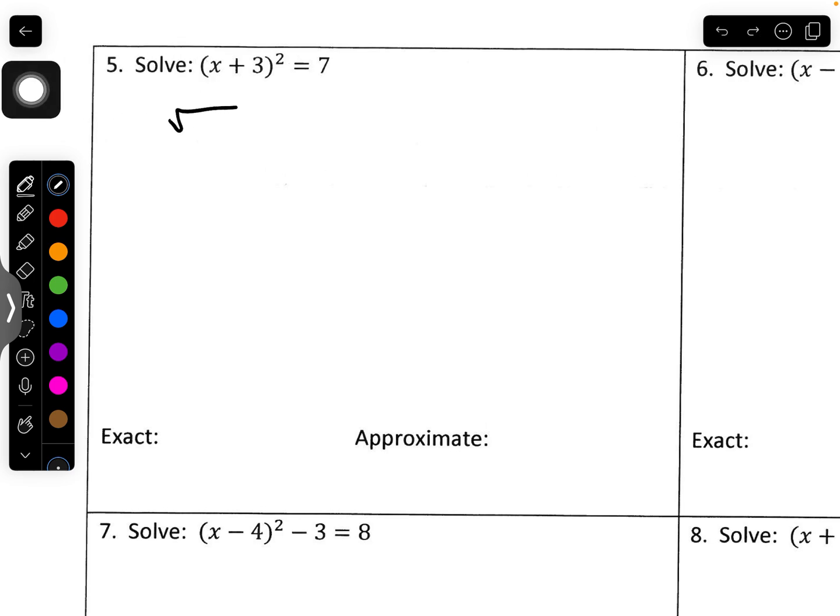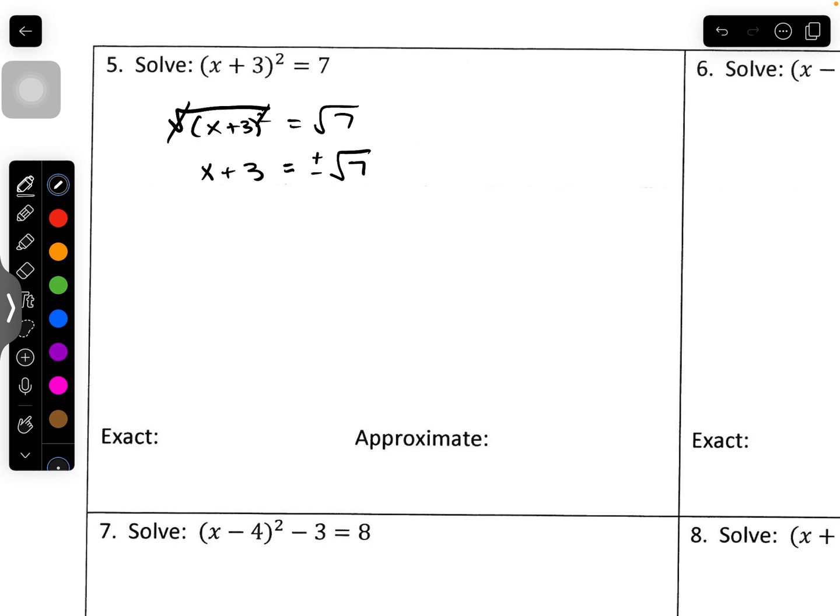So this one is actually ready for us. We're going to take the square root of (x + 3) squared. We're going to take the square root of 7. We use those square roots, remember, because squares and square roots are inverses. They undo each other. So we're left with x plus 3, and that's equal to, even though it's not a perfect square, don't forget those plus minus.